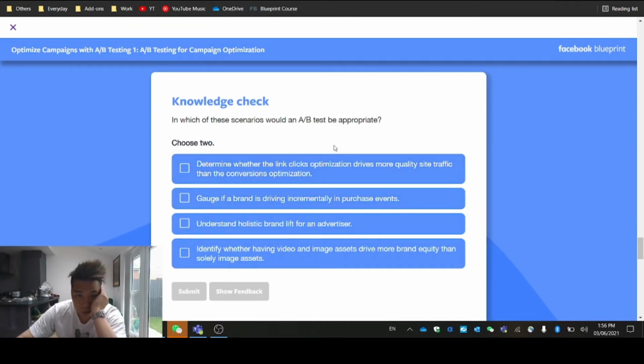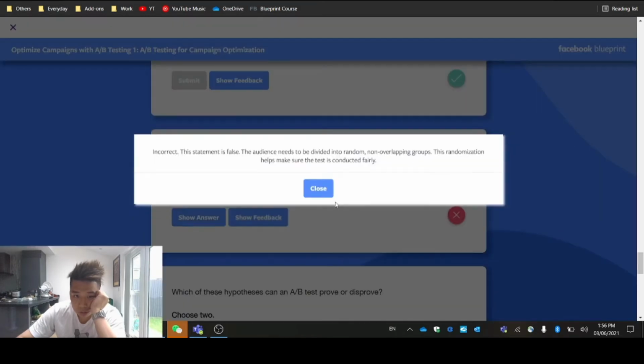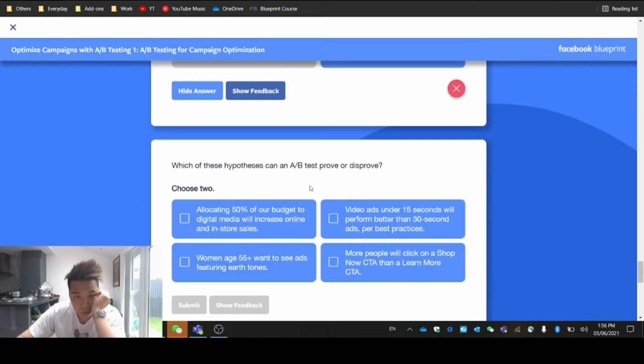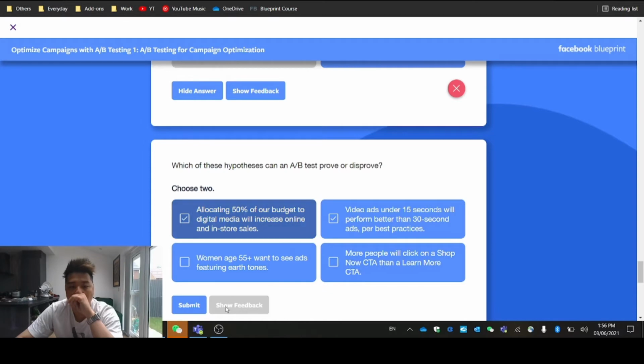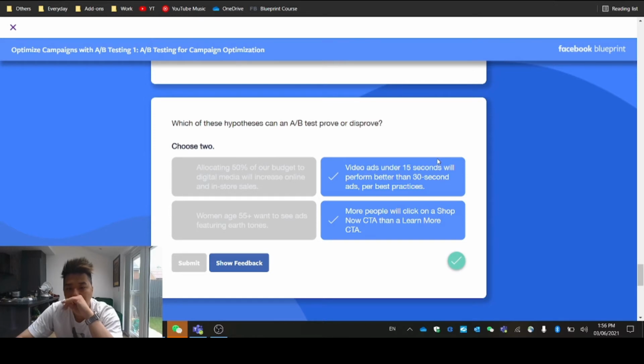In which of these scenarios would an A/B test be appropriate? An A/B test needs to run on an overlapping audience to be effective. Which of these hypotheses can an A/B test prove or disprove? More people will click on the Shop Now CTA than Learn More.